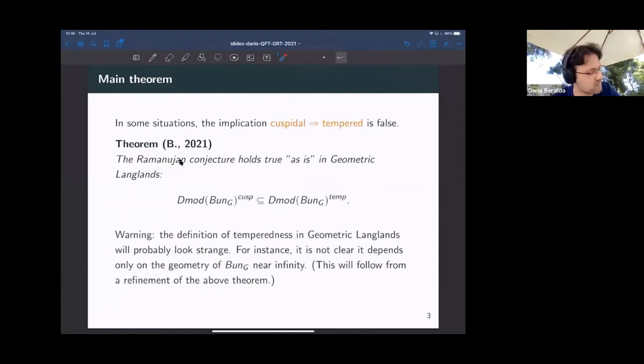Maybe the theorem that I'm going to present comes as a surprise in that you don't need any adjustment at all. In geometric Langlands, the words cuspidal and tempered make sense, and you do have an inclusion. It's a fully faithful embedding of categories, but it's just about objects. It just says that any cuspidal object in the category of D-modules on Bun_G is actually tempered. So the statement is compact.